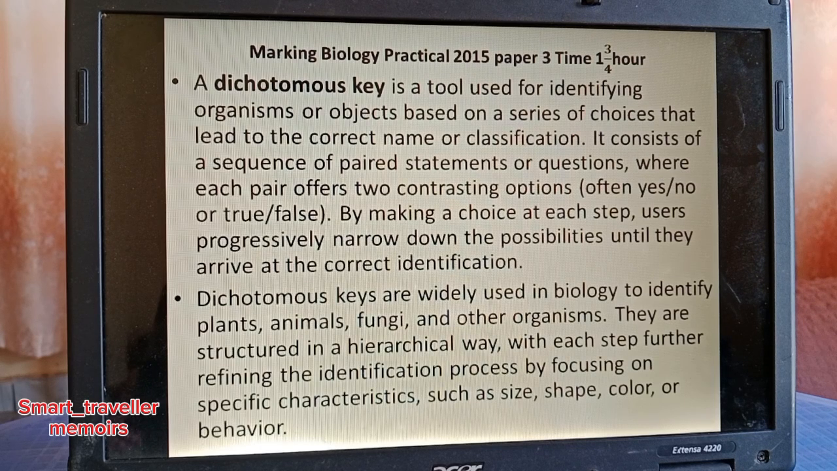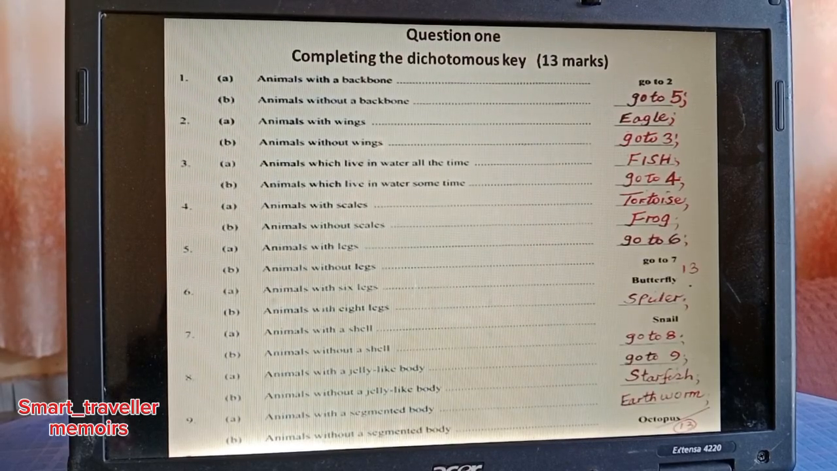So it is a tool used for identifying organisms, as I've said, or objects, based on a series of choices that leads to the correct name or classification. And I've already delved on that. So let's dive into the real things which brought us here. Complete the dichotomous key. And here you are getting 13 marks.